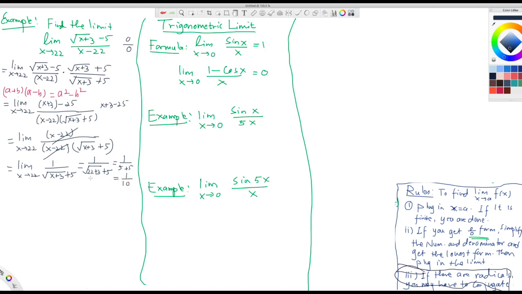You see that? So sometimes you may have to multiply by the conjugate of the numerator, or sometimes if it is in the denominator, you would do the conjugate of the denominator. So that is another way of simplifying the rational function, by multiplication of the conjugate. So that will cancel that term that creates 0 by 0. Okay, so let me take one more example.